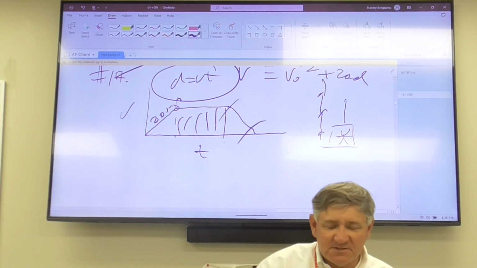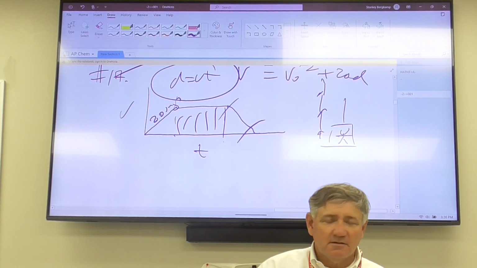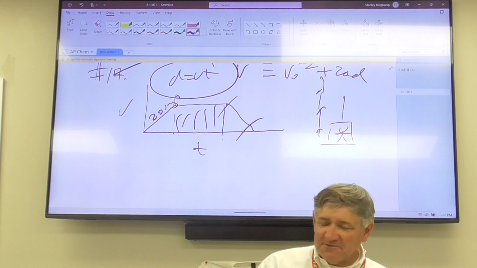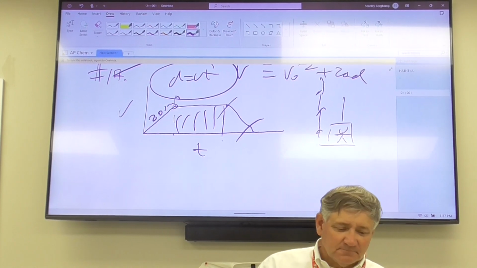When it's slowing down, what's your acceleration going to be? Negative. That's all you have to do. That's it, literally, that's all you have to do.